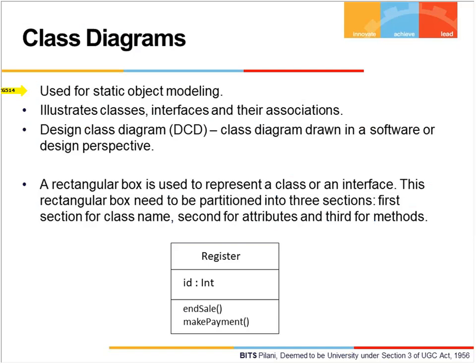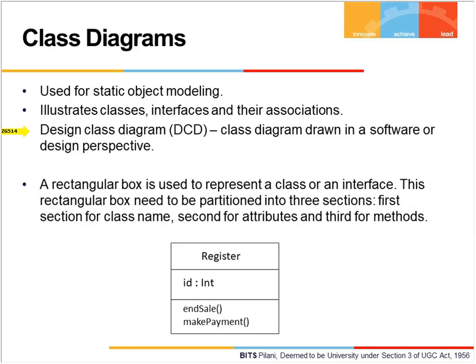The other diagrams, say the activity diagram or state diagram, are all behavioral diagrams. They depict the behavior of the system. Whereas your class diagram or your domain model are static diagrams. They depict the static structure of the system, right? The class diagram is also called the design class diagram or DCD, and it depicts the software classes.